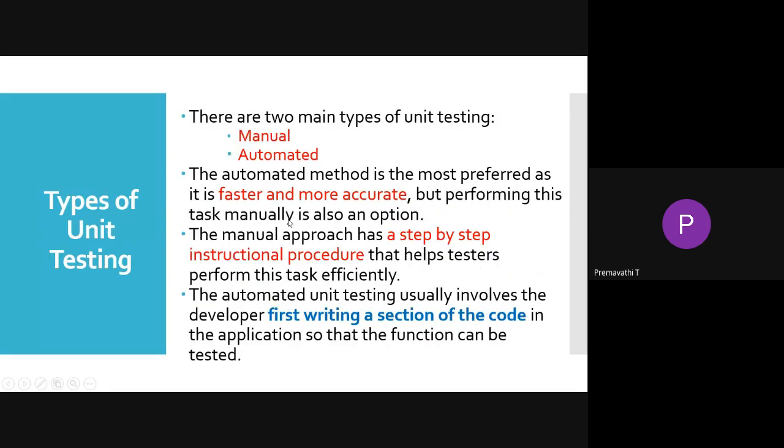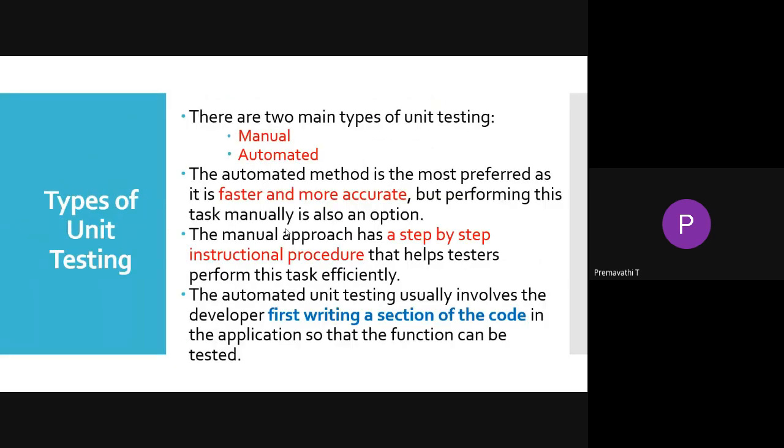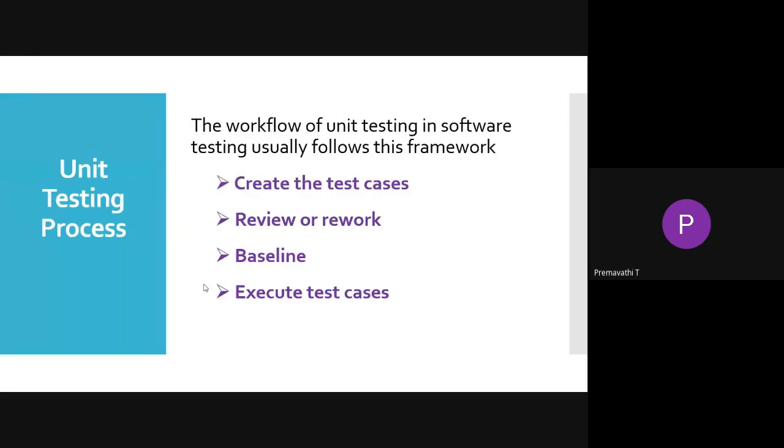The main objective of unit testing is to isolate a section of the code and verify its correctness, to verify that each function is working or not. Then there are two types of testing: one is manual and another is automated. There are four processes included in unit testing: create the test case, review or rework, baseline, then execute the test cases.